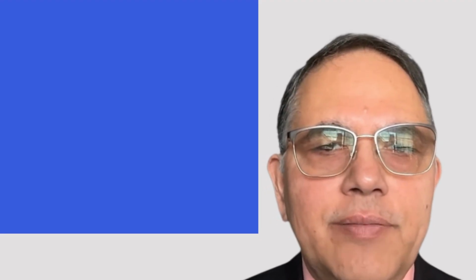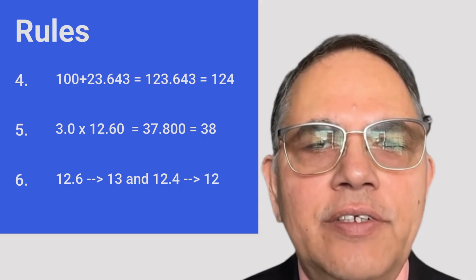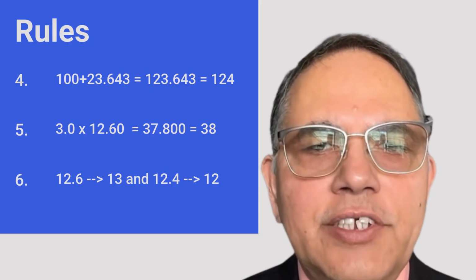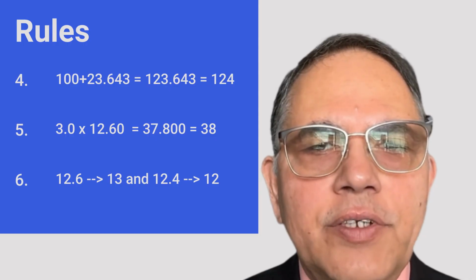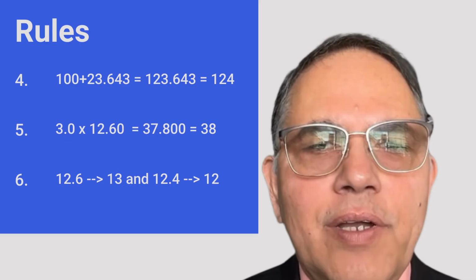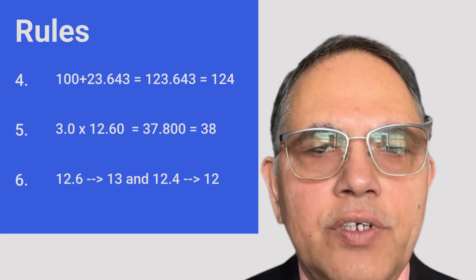Next, how do we use significant figures in math? The general rule is that the accuracy of your result is limited by the least accurate measurement involved. For addition and subtraction, the result is rounded off to the last common digit occurring furthest to the right in all components. If we add 100 plus 23.643, the result 123.643 is rounded to 124.